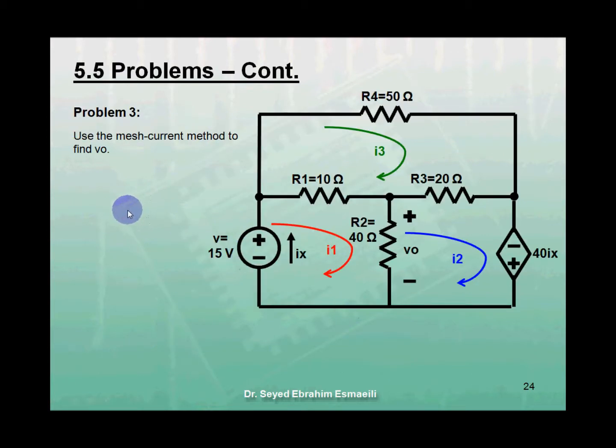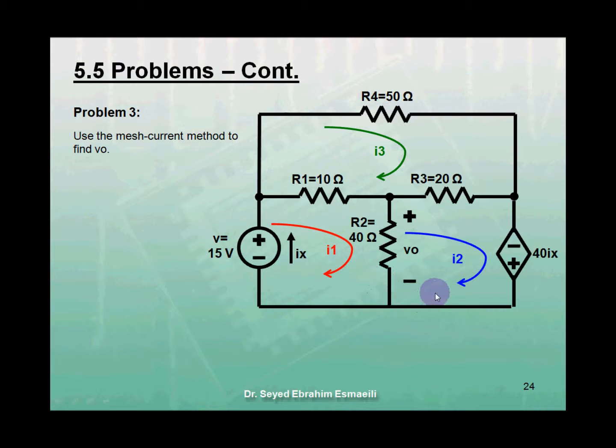In this problem, we need to use the mesh current method to find Vout. We begin our solution by noting that we have three meshes: mesh 1 with current I1, mesh 2 with current I2, and mesh 3 with current I3. Applying KVL on these meshes, we get for mesh 1: minus V plus R1 times (I1 minus I3) plus R2 times (I1 minus I2) equals 0.